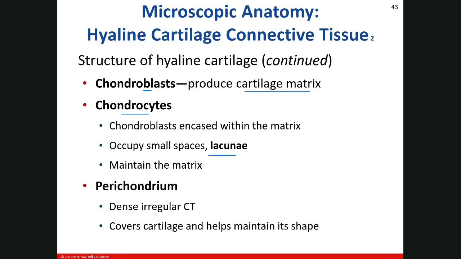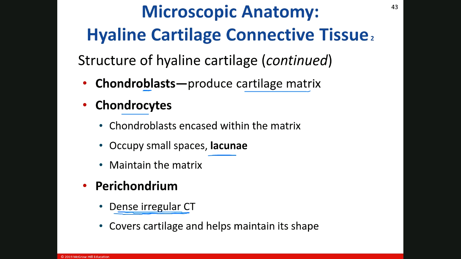All right, on the bone, we saw we had periosteum, which was that outer fibrous covering. Same thing here when we're talking about cartilage. We have our perichondrium, okay? It's similar to periosteum in that the outer fibrous layer of the periosteum is made of dense, irregular connective tissue. Well, guess what? So is the perichondrium.